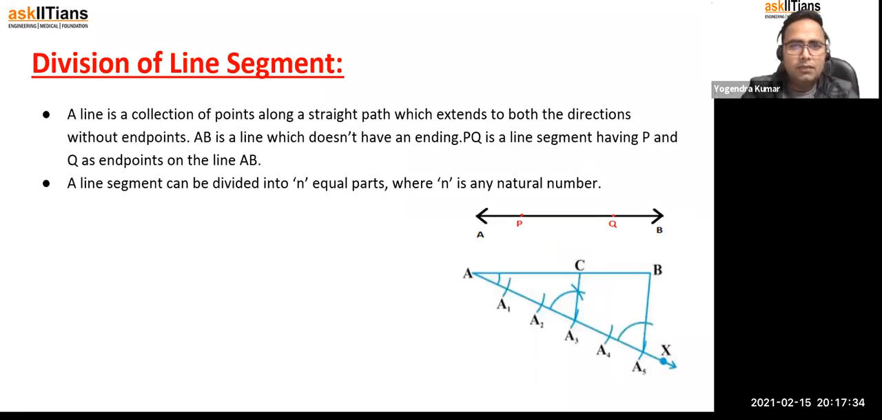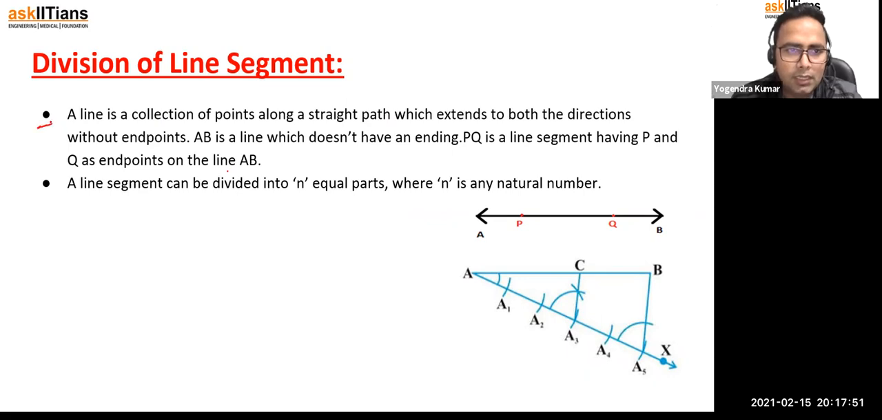So, division of a line segment. These are the steps given here. You probably know them already, so you can get started directly with the questions. But if you need to understand, you can follow me.